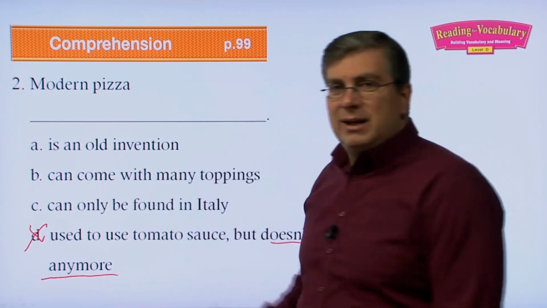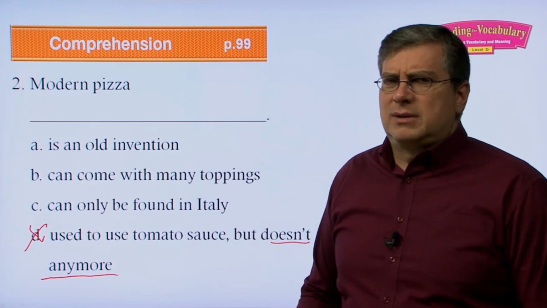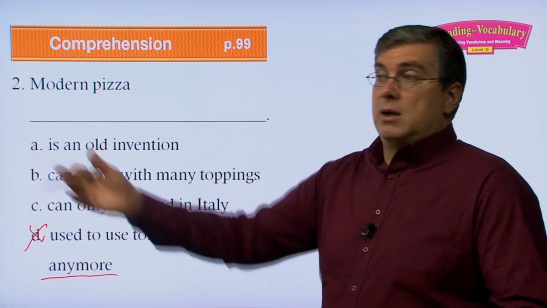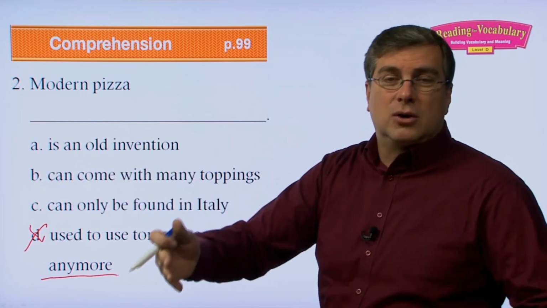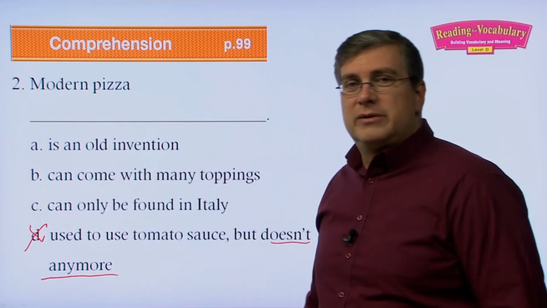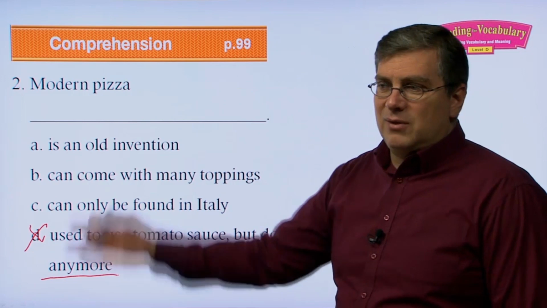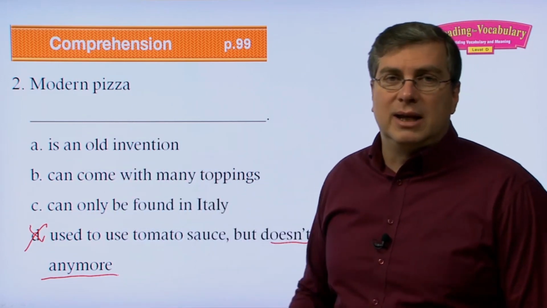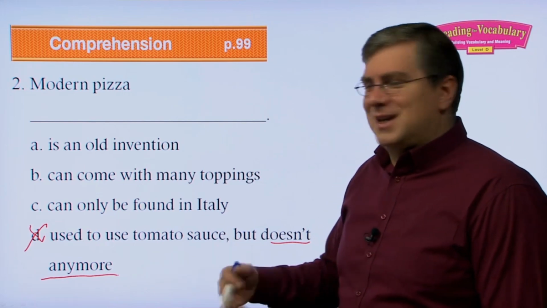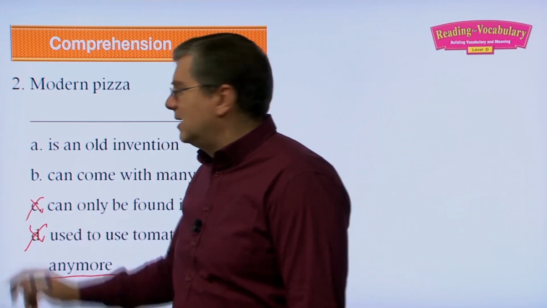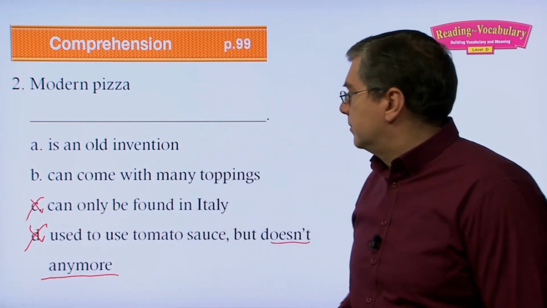Can only be found in Italy? Right away we can see that's kind of silly because, hey, we're in Seoul, Korea, right? Or we're in a city in Korea. We can order Papa John's or Pizza Hut and have it delivered to us. It doesn't come from Italy. It would be old and cold by the time it got to us. So we can find it in Korea. We can find it in almost any country in the world. So that's not true.